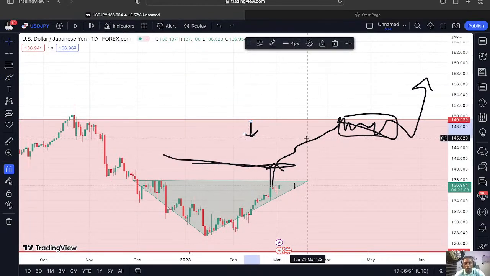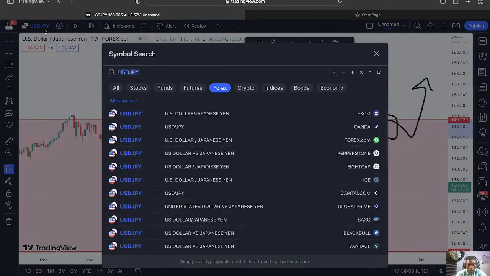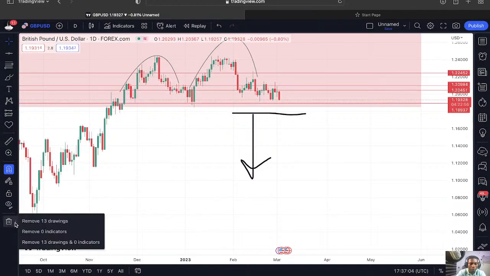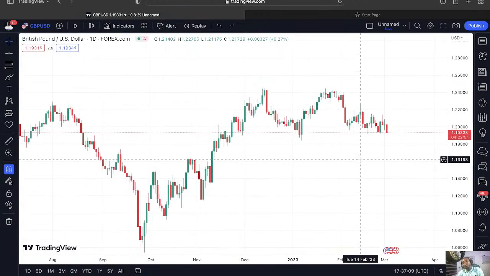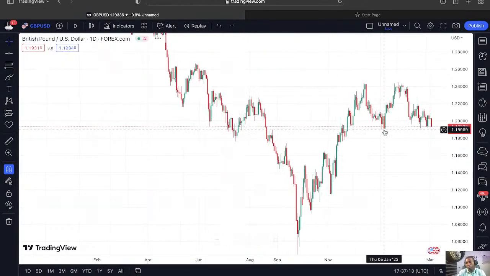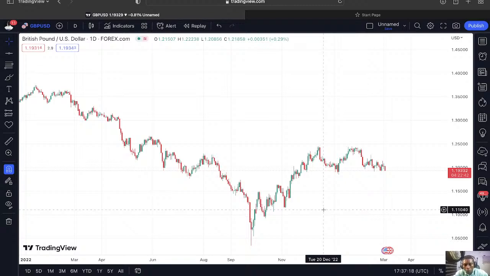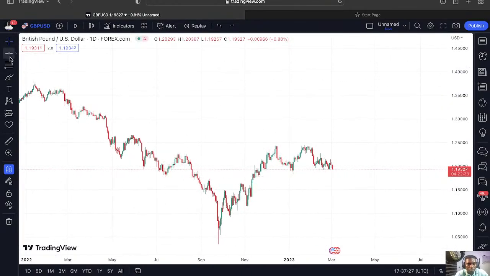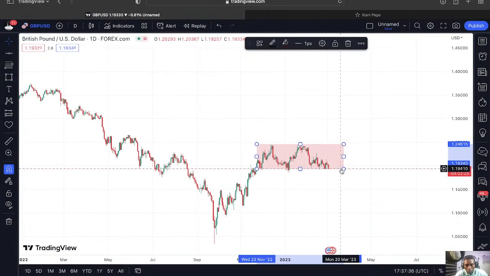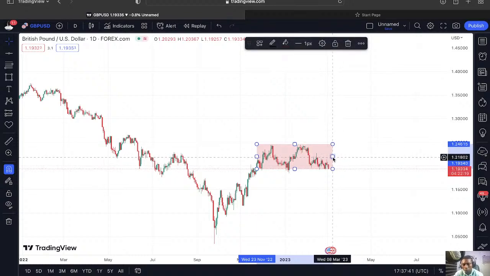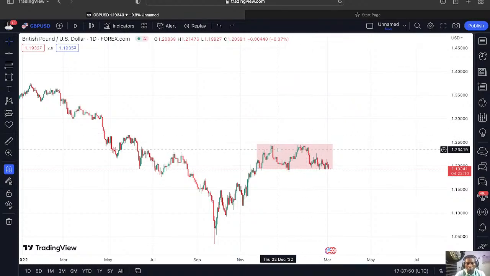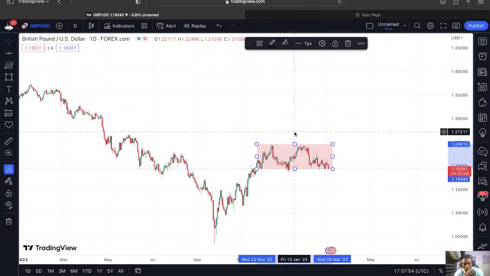So we'll go back to GBP USD. Observe how price has been navigating here.